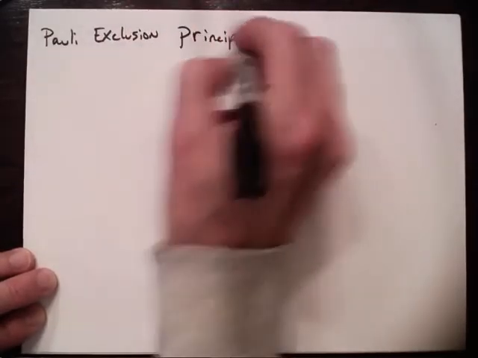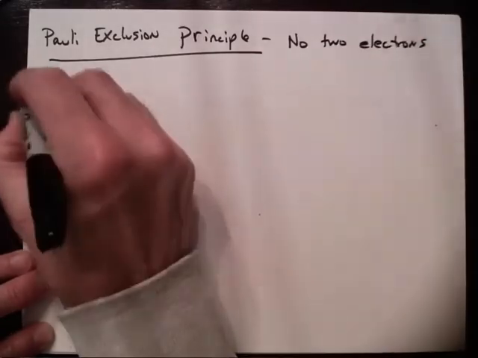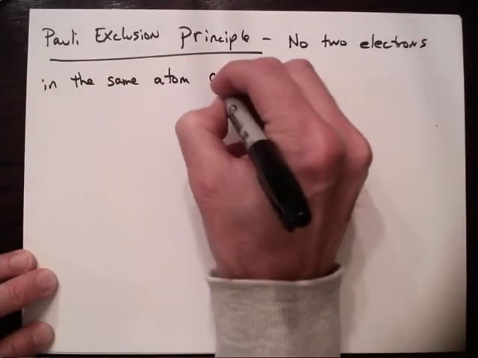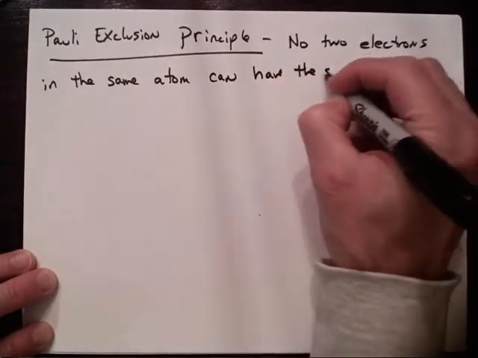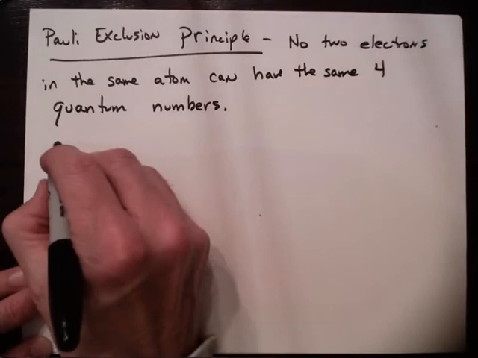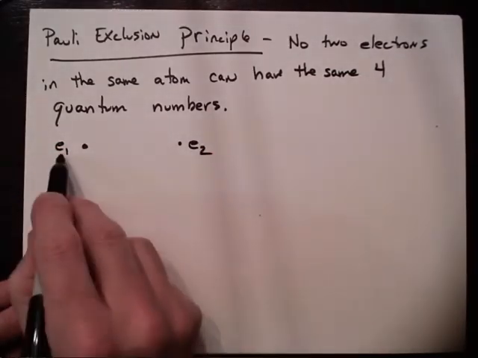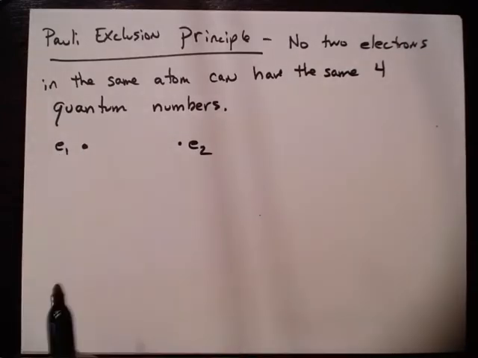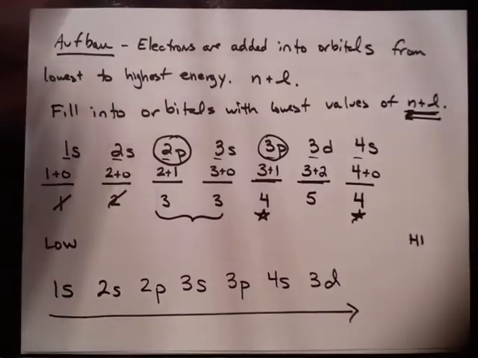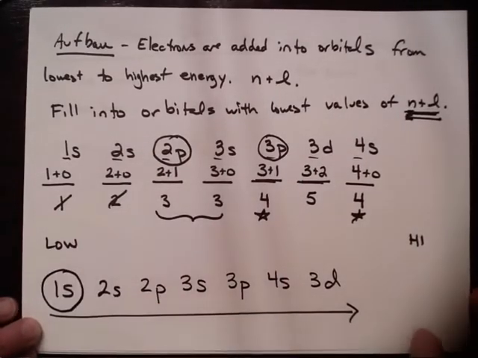The second idea that we're going to need is called the Pauli Exclusion Principle. And this states that no two electrons in the same atom can have the same 4 quantum numbers. Let's see what this means. Let's say we have 2 electrons here, electron 1 and electron 2. And we're going to start to fill these electrons. Let's put them into our lowest energy orbital. That's what we're supposed to do with the Aufbau Principle. We're going to stick them into the 1s orbital.